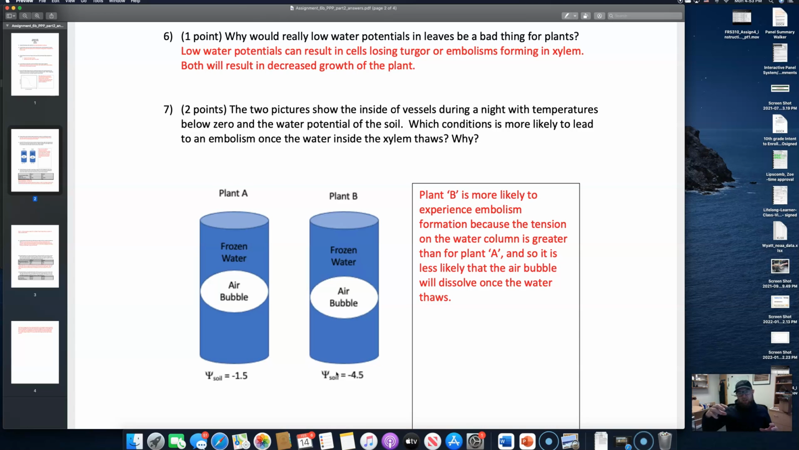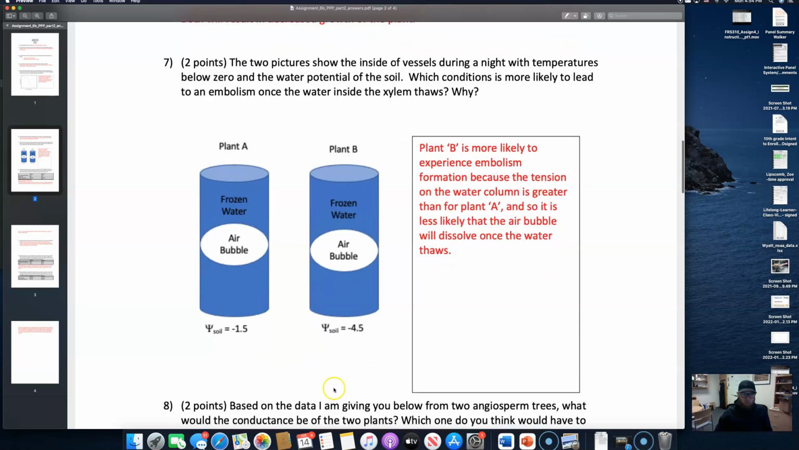And the more tension there is on the water column, the harder it is for that air bubble to diffuse back into water, or dissolve back into water, I should say. So if there's tension on the water column, it's more likely that bubble is going to expand when the water thaws and fill that vessel with air, preventing it from conducting water.